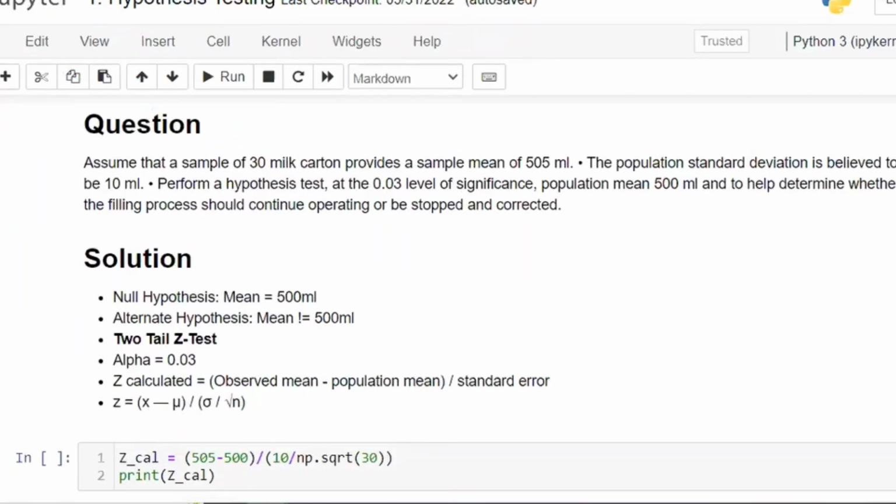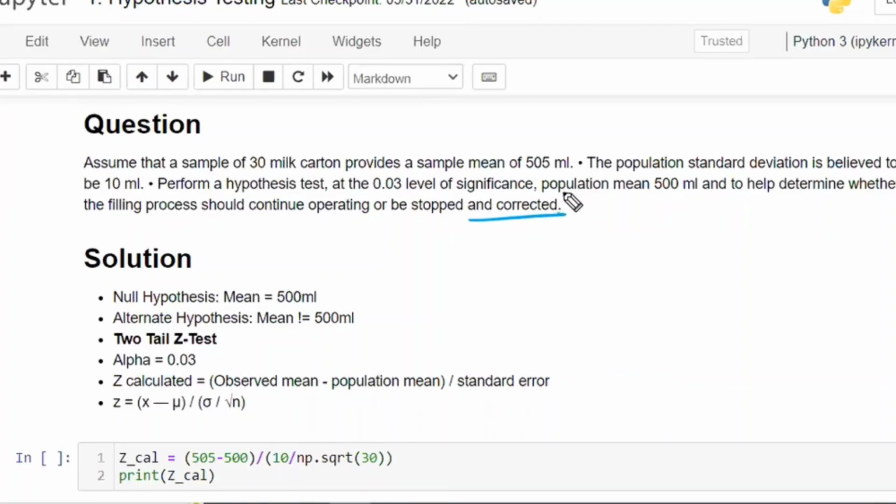Now see here. In this question, the same question I gave yesterday, it is "stopped and corrected." Corrected means who will do the correction? Company persons will do the correction. The quality inspector will just check whether it is correct or wrong and act according to the penalty. But company people will check the correction.